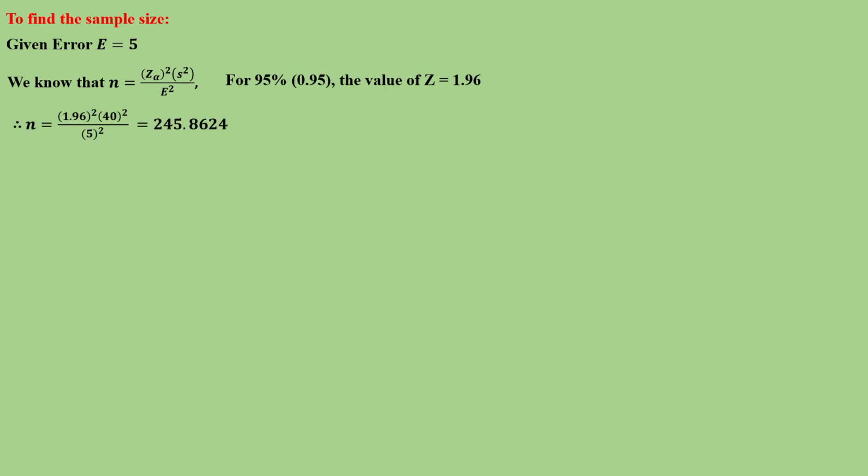Next, to find the sample size when error is equal to 5. We know n is equal to z alpha square S square by e square, because instead of sigma they have given s, so that is why we are using s, right? For the 95% confidence limit, same value, z is equal to 1.96. Therefore n is equal to 1.96 square into 40 square by 5 square. So that is equal to 245.8624, approximately 246. So sample size is 246.